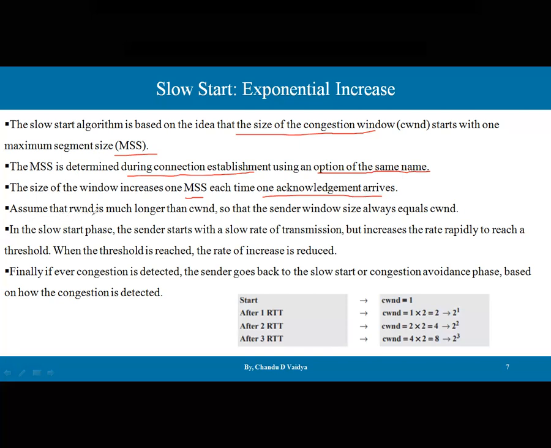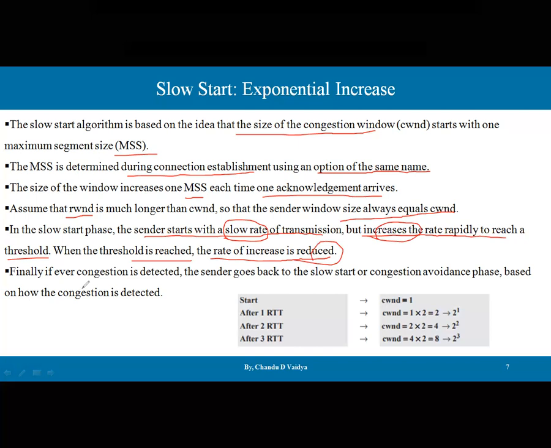Assume that the receiving window is much larger than the congestion window, so that the sender window size is always equal to the congestion window. In the slow start phase, the sender starts with a slow rate of transmission, but it increases the rate rapidly to reach the threshold value. When the threshold is reached, the rate of increase is reduced. So it works on this principle: start with a slow rate that increases rapidly, exponentially, and once it reaches the threshold value, the flow increase is reduced.